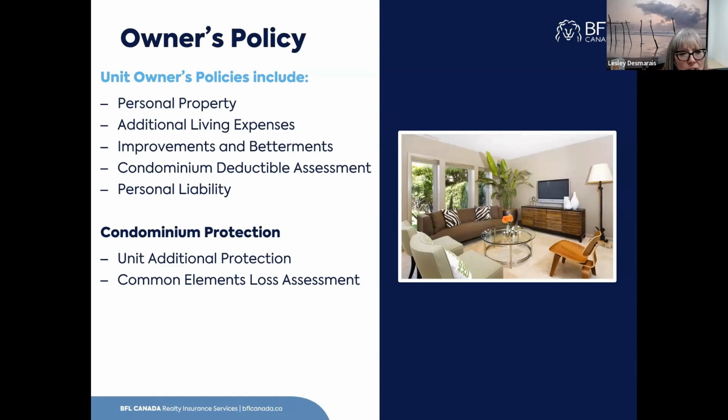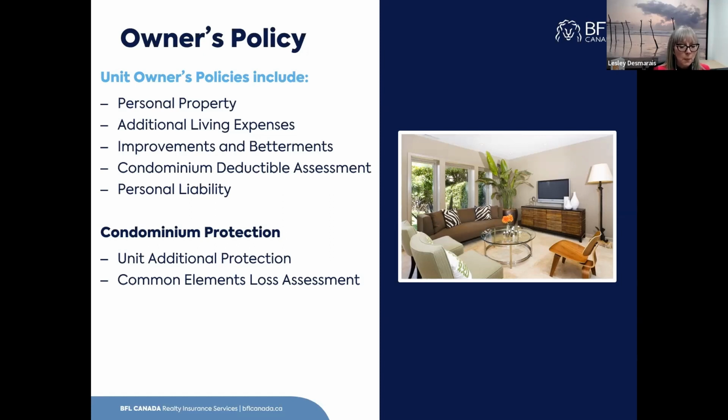Also, a little bit about additional living expenses. Additional living expenses are those expenses you're going to have out of pocket in the event of a loss, where you have to go and live elsewhere while repairs are being done. So it's important to look at your limit and see what it is.